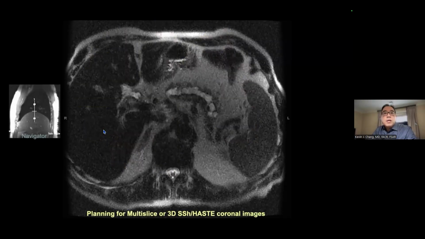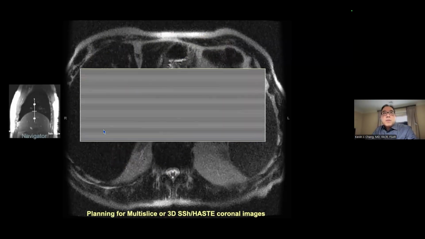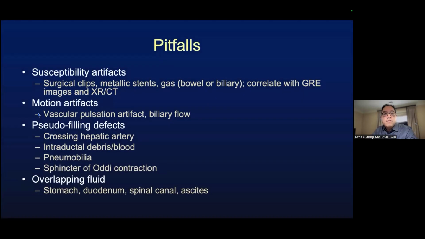And then for 3D volumetric acquisitions, you can do respiratory triggered pulse sequences where the slices are acquired at end expiration for each breath cycle. Or you can use some of these accelerated 3D sequences to acquire the whole volume in a single breath hold. There are various pitfalls as well to be aware of.